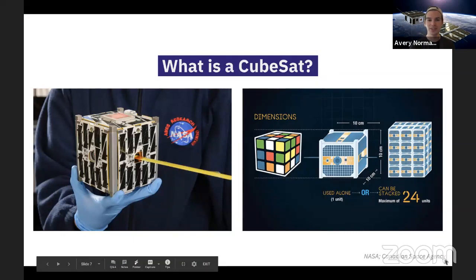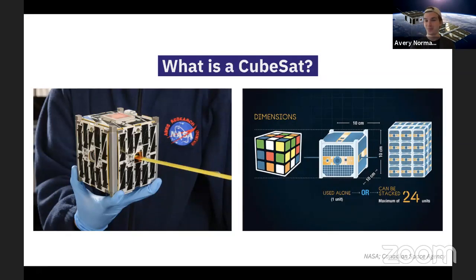So what is a cube satellite? So a cube satellite is basically just a very, very small satellite. It is 10 by 10 by 10 centimeters in the smallest unit, which is also called 1U.